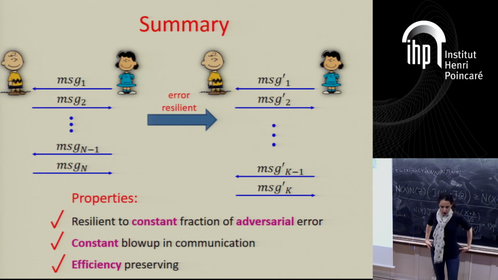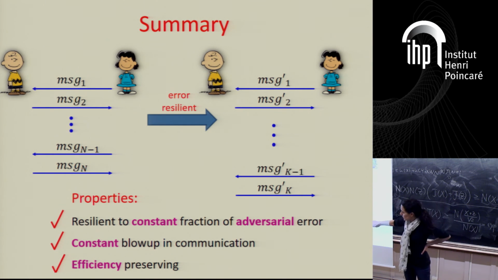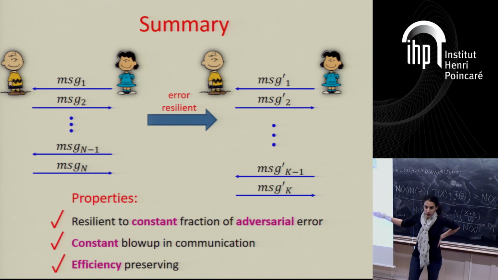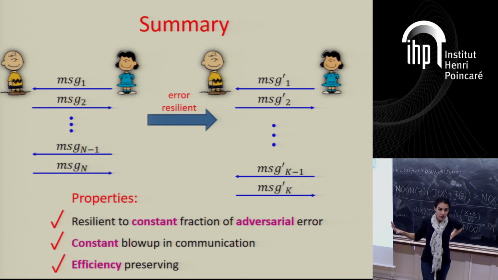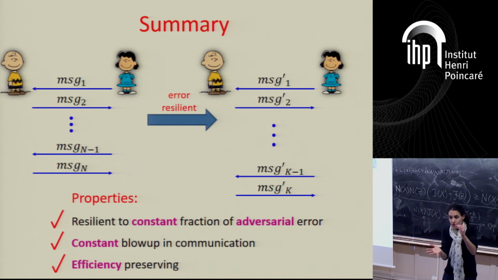So just to summarize this part, we got an interactive coding scheme with the properties we wanted. It's resilient to a constant fraction of adversarial error, just like the original computationally inefficient one, with constant blow-up in communication. And now we're efficiency preserving, because we apply the inefficient code only to log n size. So we run in time 2 to the log n, which is poly n.